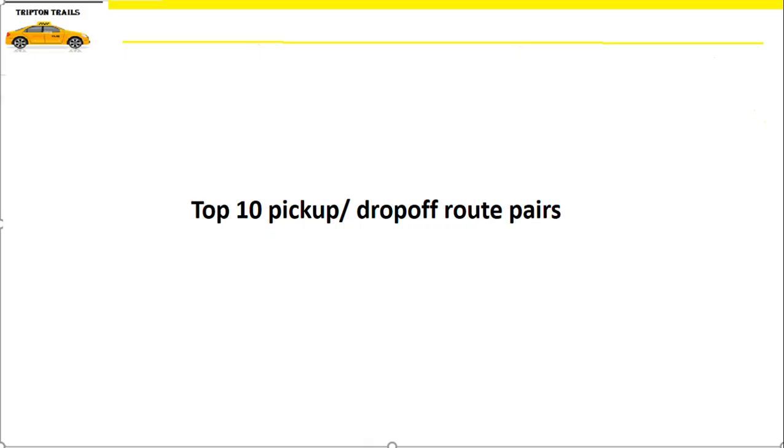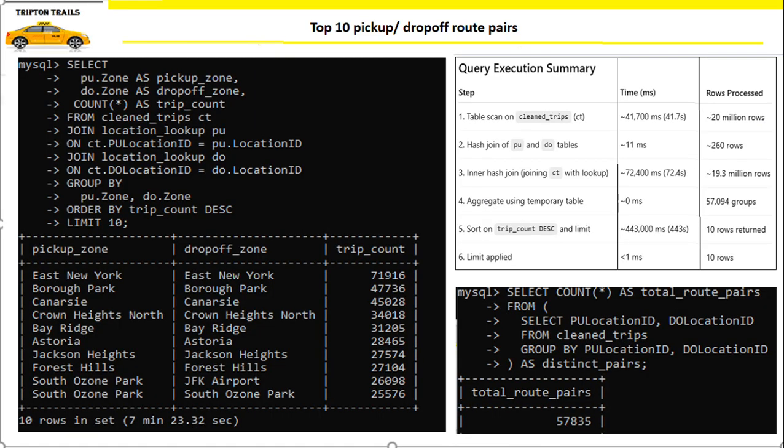It is the top 10 pickup and drop off route pairs. I wanted to see the top 10 pickup and drop off pairs, so I again wrote it in the normal way. I retrieved all the columns, joined with the tables, then grouped, and we got the results. Here I can see most of the pickup and drop off zones are in the same borough, same zone, I think, except a few where it is from South Zone to JFK Airport.